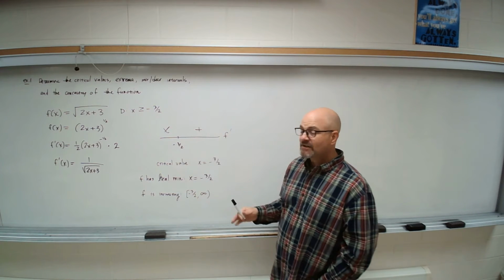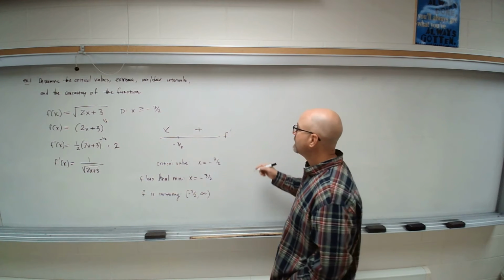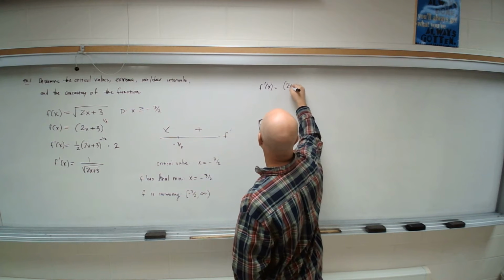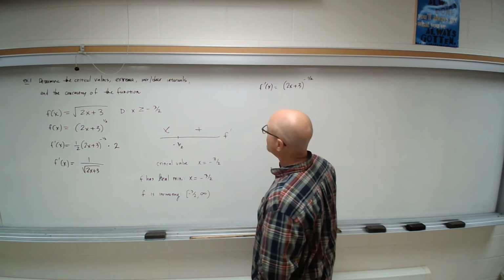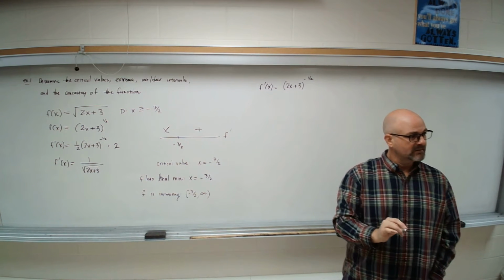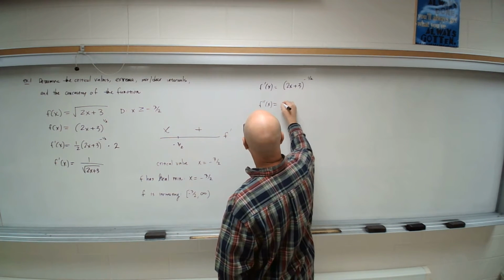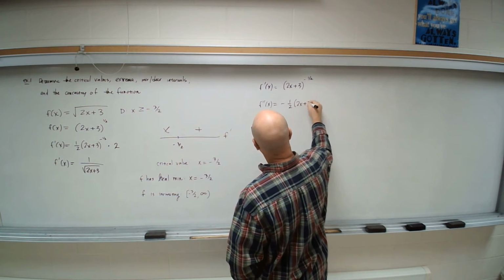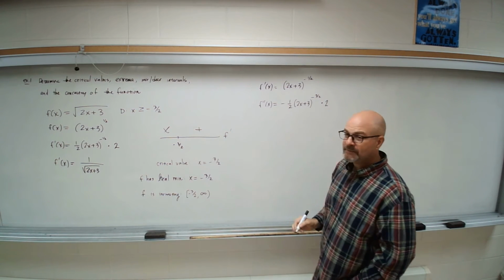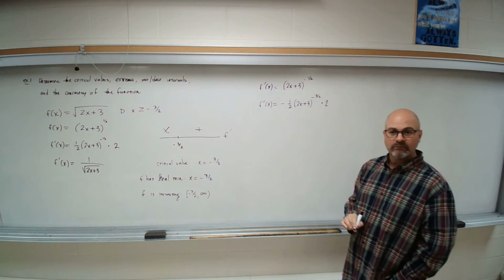So we did that. So next step is to find the second derivative, right? So we have f prime of x. Probably easiest to look at this as 2x plus 3 to the negative 1/2, right? Does that work for everybody? And then we'll take its derivative. So f double prime of x will be negative 1/2, 2x plus 3 to the negative 3/2 times 2. Is that everybody with me there?